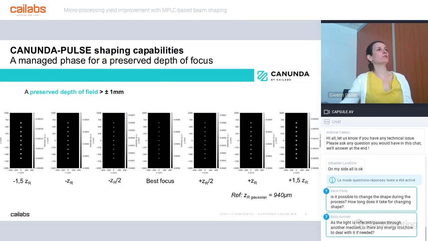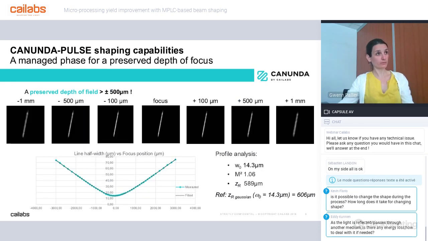What was the optical performance? One point I want to talk about is the depth of focus. It's extremely important to preserve the depth of focus if you want to have a robust process. In our case, we have this reference, which is the Rayleigh range of the Gaussian equivalent beam, meaning the Gaussian beam of the same spot size. And you can see that with these very nice split beams, we managed to get the same beam shape over the Rayleigh range, which is quite nice.